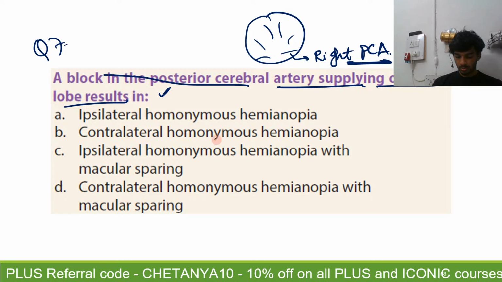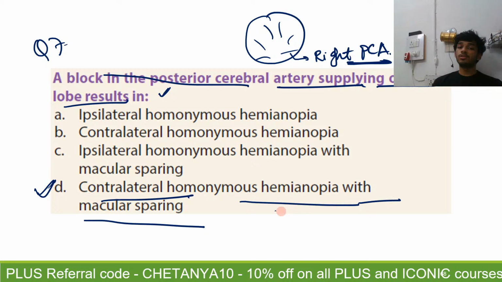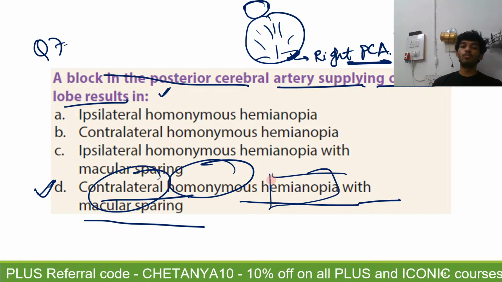Absolutely correct, Pasi. You're right. It is contralateral homonymous hemianopia with macular sparing. Now, why is this? Do you know why it is contralateral? Because if there is an infarct in the right posterior cerebral artery, the right occipital lobe will be affected, and that is supplying the left visual field. That is a contralateral homonymous. Homonymous means complete, and hemianopia means half vision is gone, and then you have macular sparing.